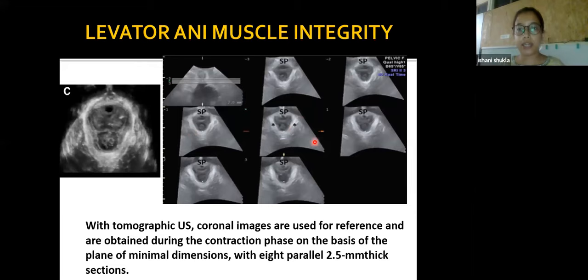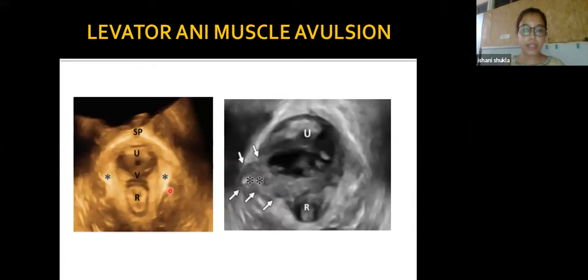Here, this is the normal levator hiatus with the U-shaped sling of puborectalis surrounding the levator hiatus. It appears to be intact here. Whereas here, we can see a definite gap, which is the hypoechoic area, in the levator ani muscle on the right side. So this is right-sided levator ani muscle avulsion, and levator ballooning can also be seen here.